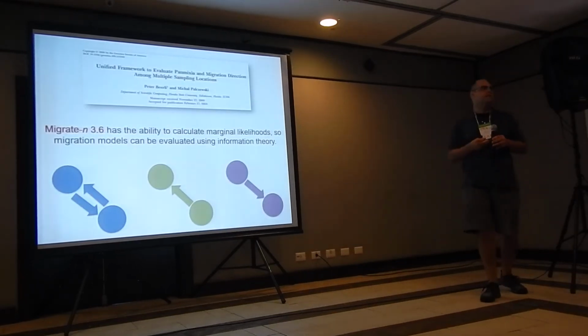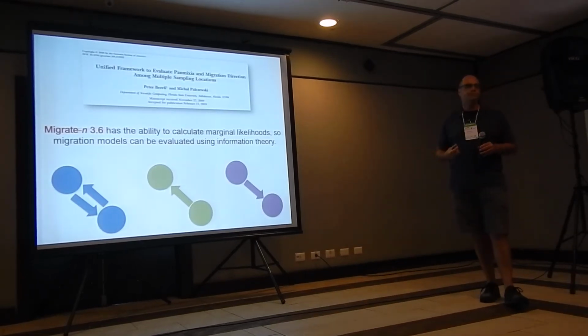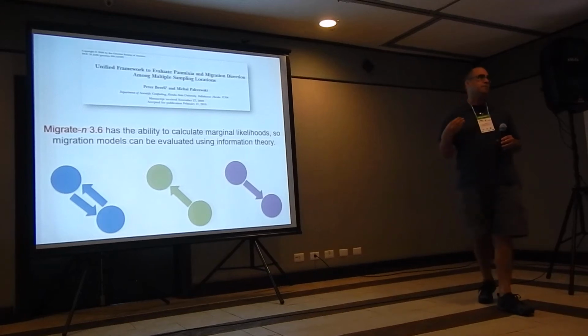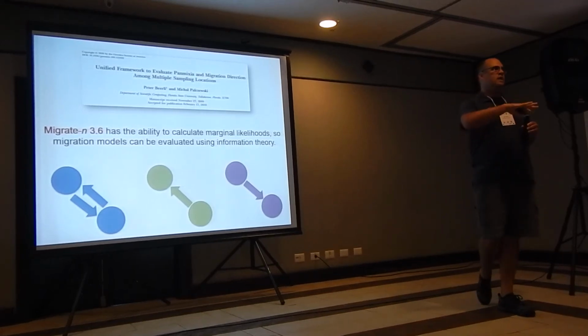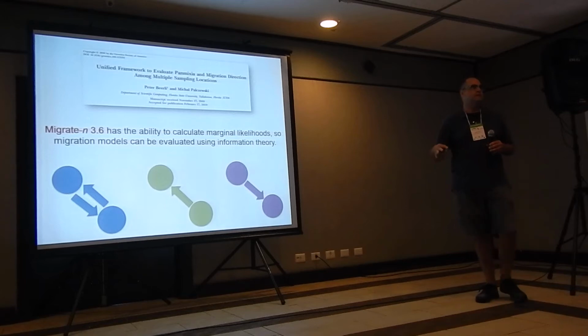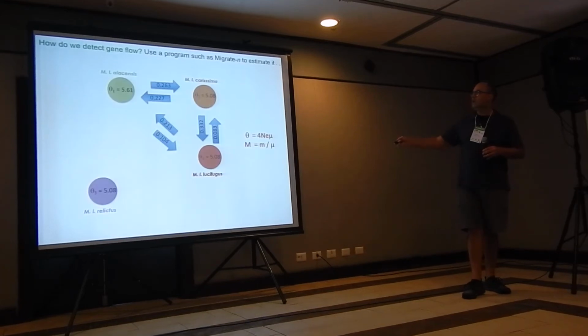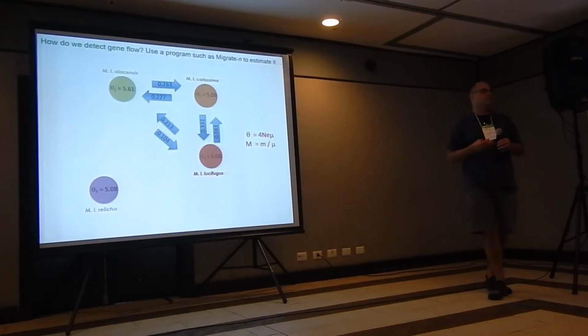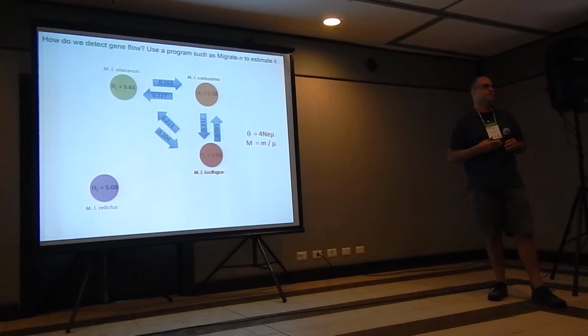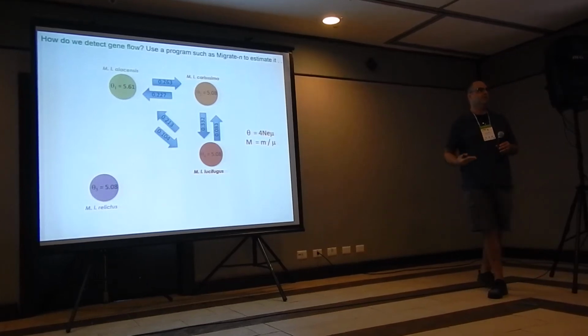Another thing that Migrate does recently, in the newer versions, is it allows us to select different models and to identify the particular migration model that's the best fit to the data. So we saw a talk yesterday that did a very nice example of this. We can do something like this in our bats. And what we find is that at least 3 of these named subspecies are well connected by gene flow using the model that's most supported given our data.